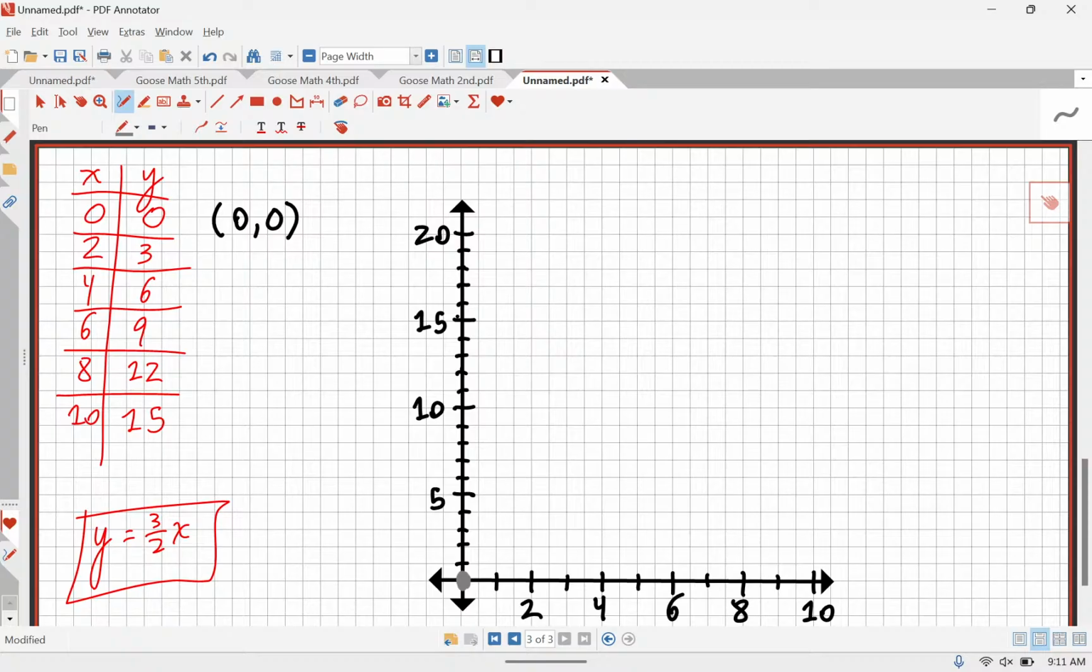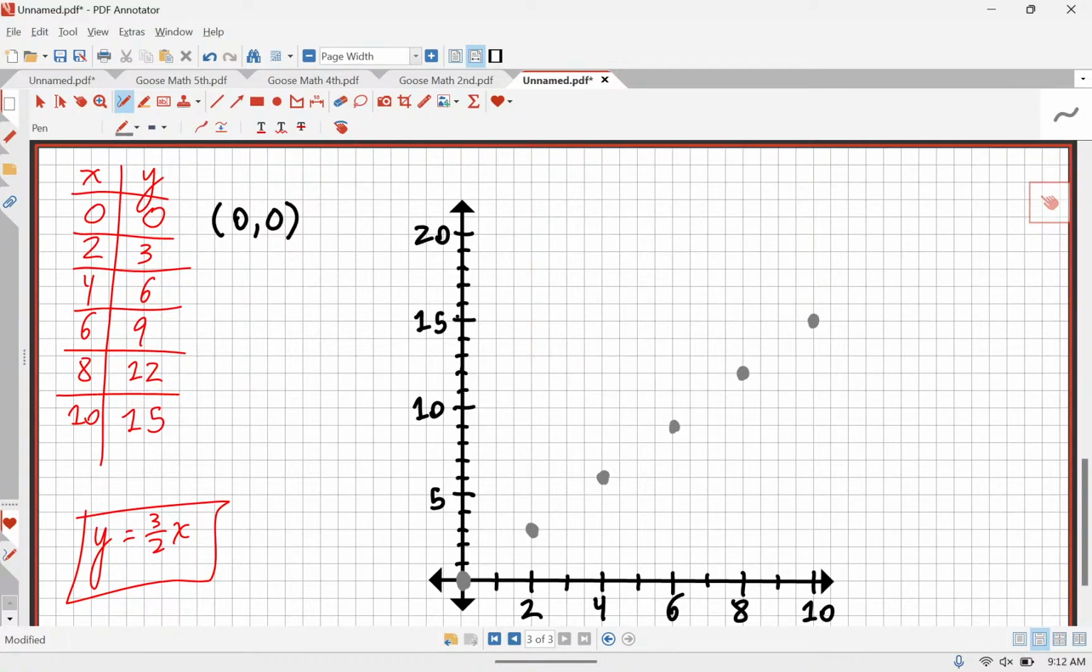The next one is 2, 3. So 2, 1, 2, 3. 4, 6. 6, 9. 8, 12. 10, 15. Something like that. Okay?